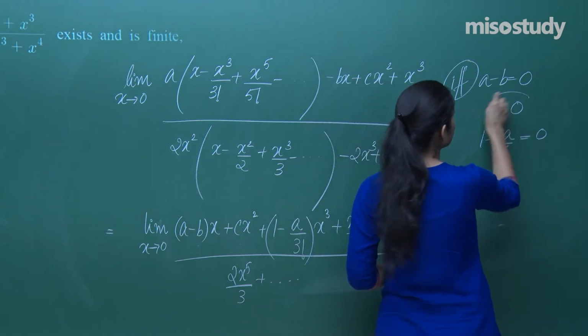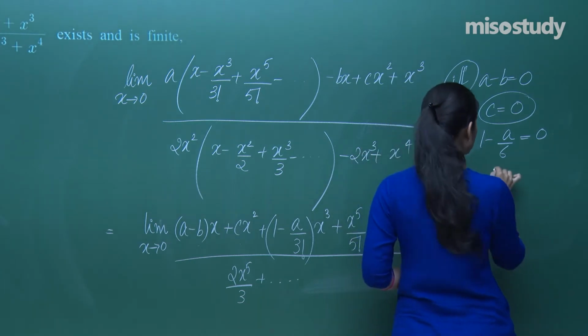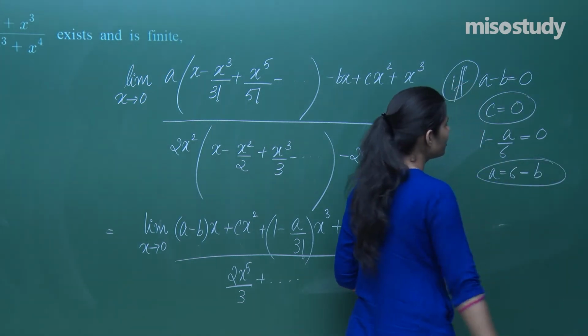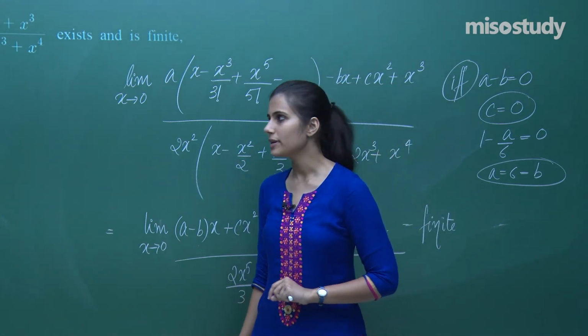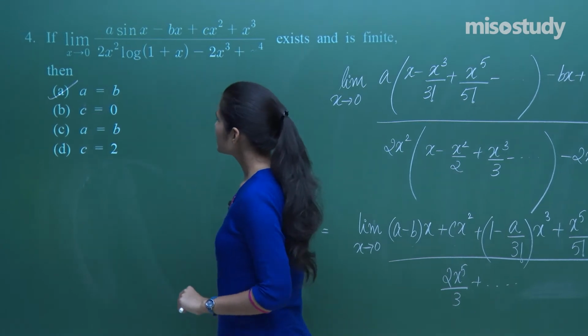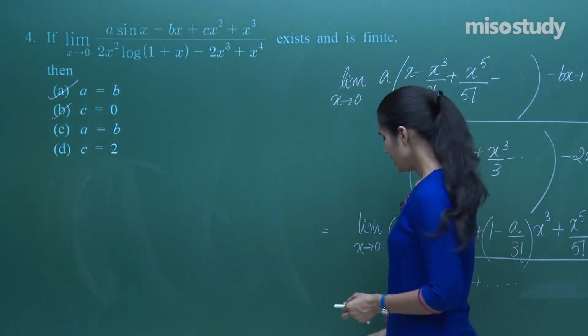That means c is 0. This means what? 1 equals a by 6, or a equals 6, but a is equal to b, so a equals b equals 6. So this limit will be finite when a is 6, b is 6. So a equals b, a is 6, b is 6 and c is 0. Clear? Let's move on to the next.